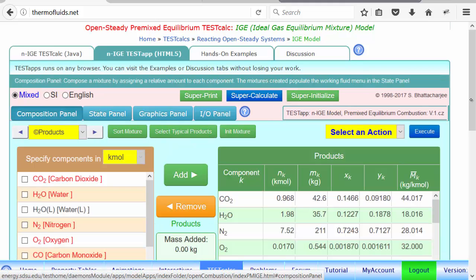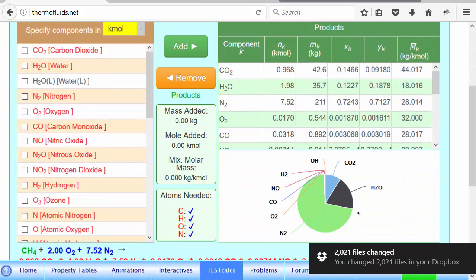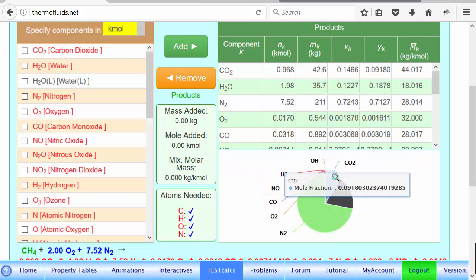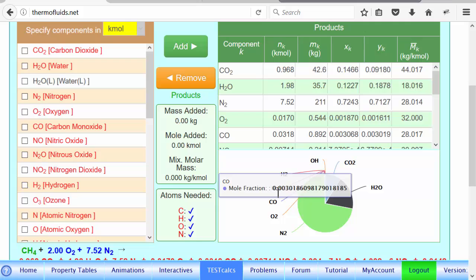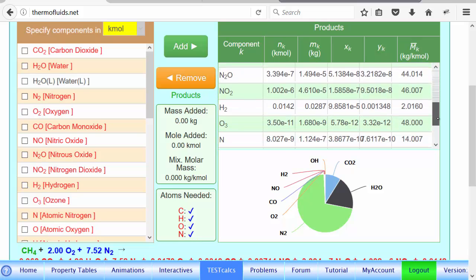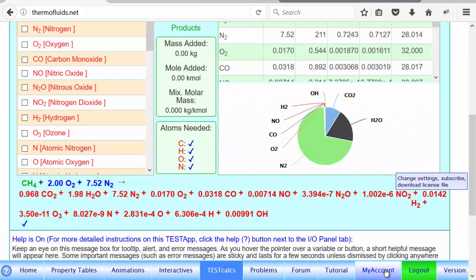You can go back to the composition panel and you can see it in a pie chart. You can see the bulk of it is of course nitrogen, and H2O and CO2 are the complete combustion products, but there is some CO. If you put the pointer over CO, you can see it's 0.003, very little amount, and many other species in trace amounts are present here. Also notice that the reaction is completely balanced as shown by this check mark. All the amounts of product species are shown in the balanced reaction.